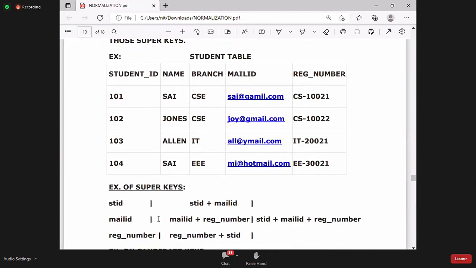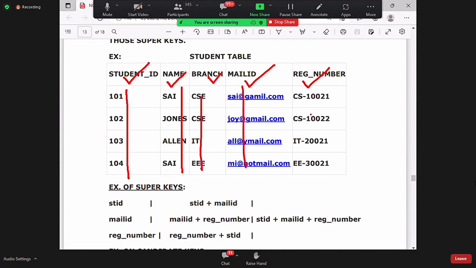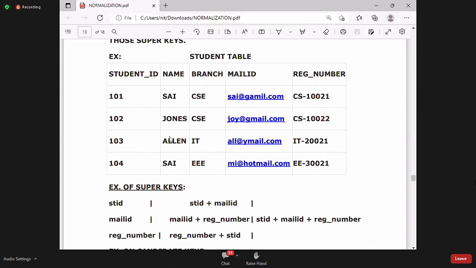How can you find out? For example, a student table is there, and why I'm taking the student table is so you can easily understand. In the student table, as usual, student ID, name, branch, mail ID, registration numbers. I have 4 students here, so their student IDs, names, branches, mail IDs, and registration numbers were given. My question: in this table, in total, how many columns?